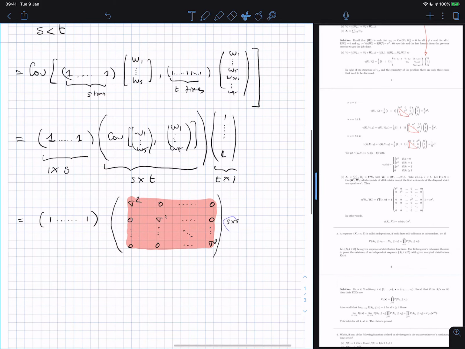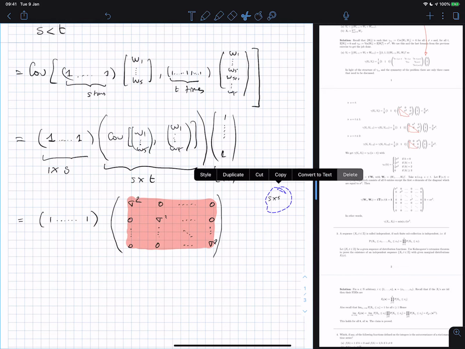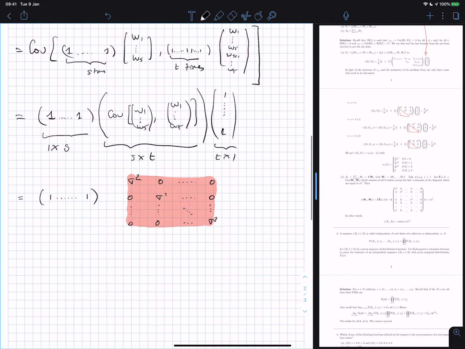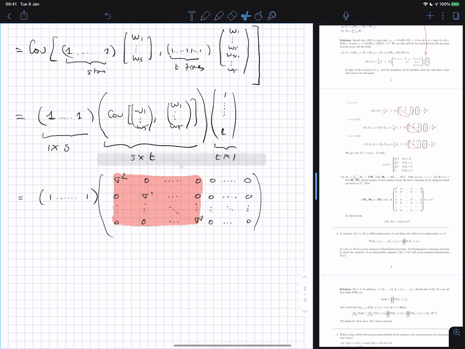Sorry, I moved this. Where will I put this? I'll just delete it. And then I have the covariance of W1 with WS plus 1, which is 0, and so on. And I have all this. Strangely enough, I don't have the same thing as in the corrections, but maybe I was wrong in the corrections. Is this correct?